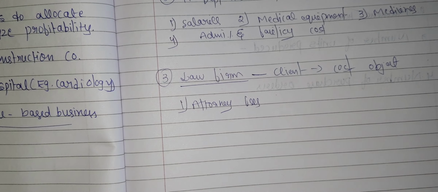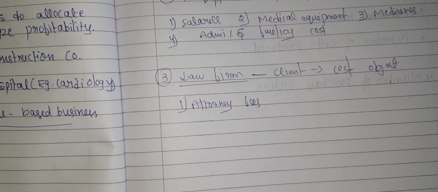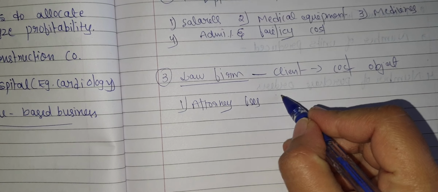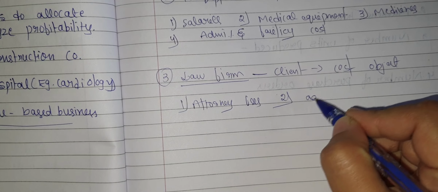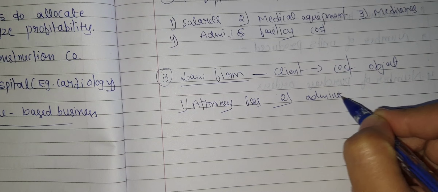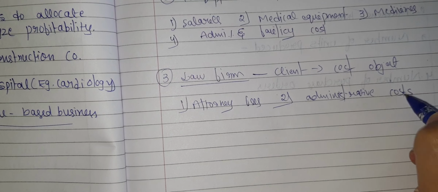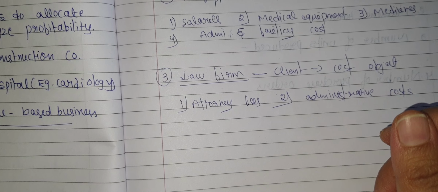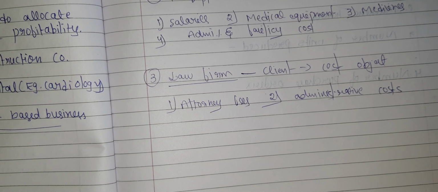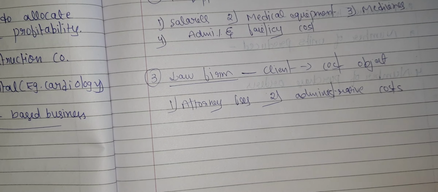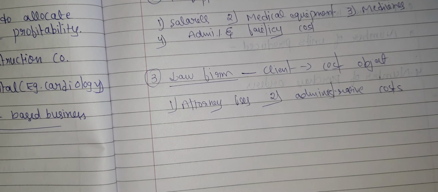It means time spent by lawyers on a client's case, attorney fees. And the second one is administrative costs, for example, any paperwork or any documentation. These costs are included in the administrative cost.